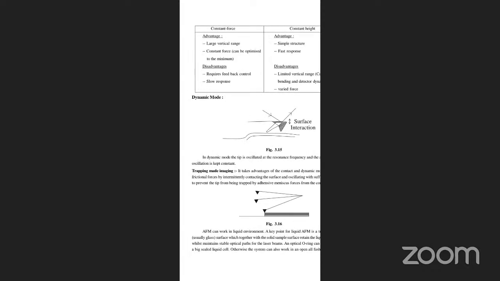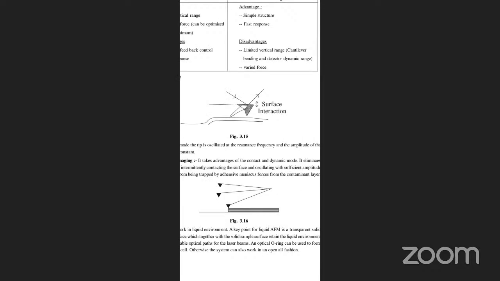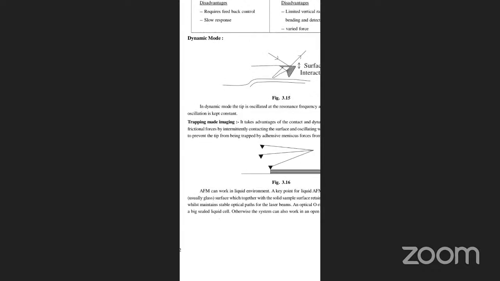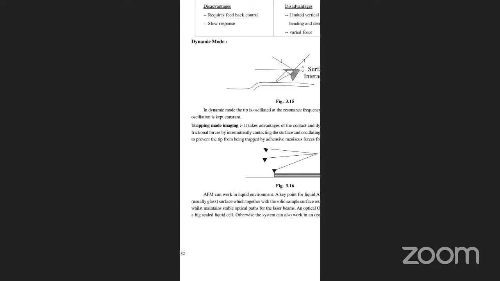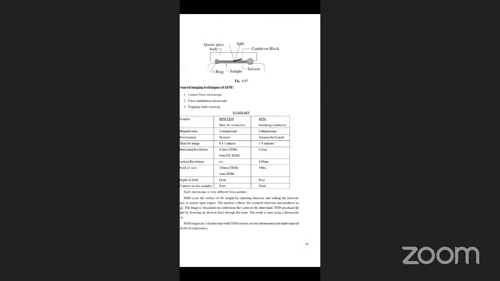Next, AFM can work in a liquid environment. A key point for liquid AFM is a transparent solid, usually a glass surface, which together with the solid sample is immersed in a liquid environment, which maintains stable optical paths for the laser beams. An O-ring can be used to form a sealed liquid cell. Otherwise, the system can work in an open fashion. In summary, the parts are: quartz glass body, light, cantilever block, solvent, sample, ring.